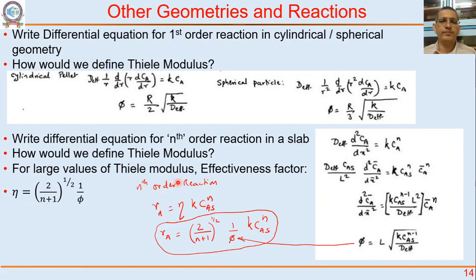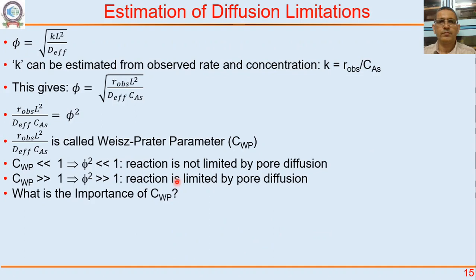Let's go forward. Okay, so estimation of diffusion limitation. Let's say now we have a reaction that is occurring in the plant. Now how do I find whether that reaction is diffusion limited or not? Here is one possibility. We can write phi squared as K L squared by effective diffusivity.